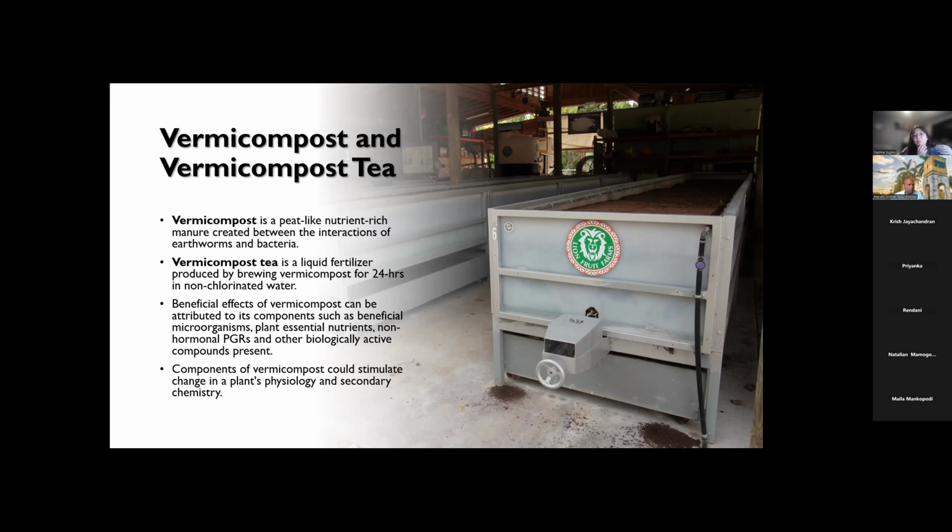It actually is an extraction of everything that is in vermicompost, so you'll have nutrients readily available for the plants to consume without any organic matter breakdown at all. So for those of us that don't really know what vermicompost tea is, it's just a liquid fertilizer that's made by brewing water in vermicompost for 24 hours.